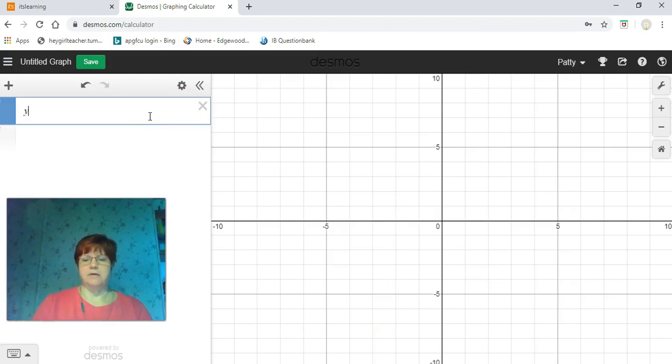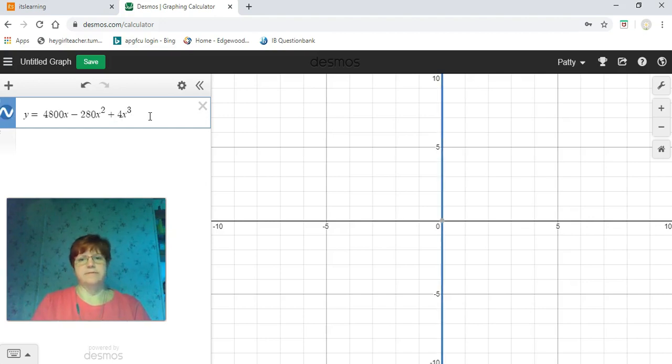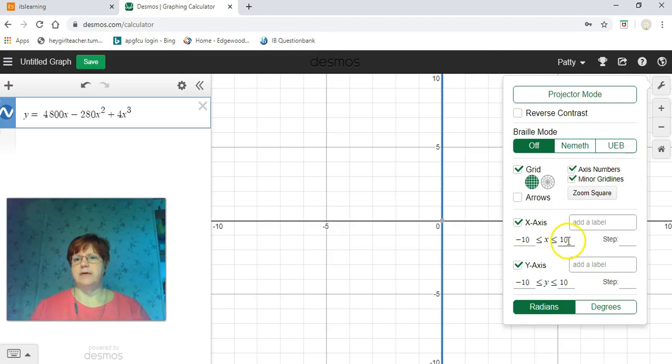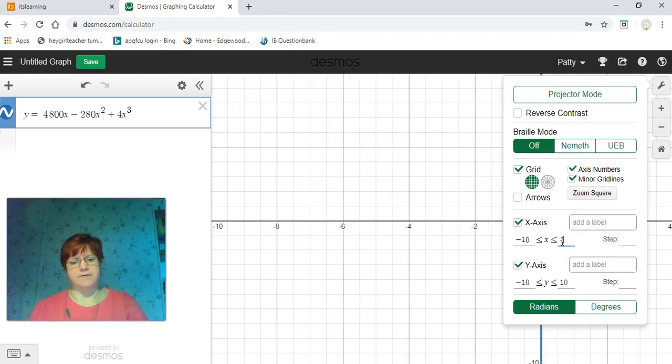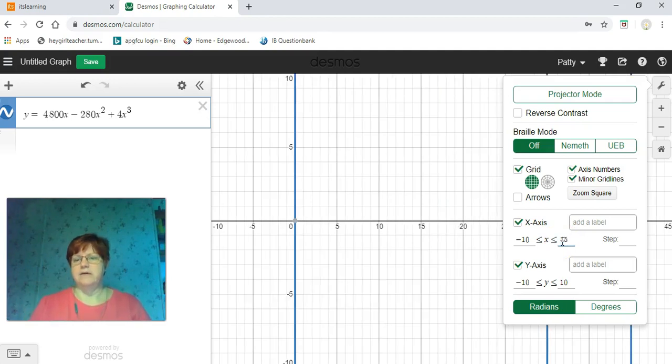So we've got y equals 4800x minus 280x squared plus 4x to the third. Now my window is kind of screwed up here, so I'm probably going to need to change my window. So maybe I need to take my x-axis. I don't care about any negative numbers, right? So maybe I need to go up to 50 or 45. Okay, I'm seeing something there at 45, and it looks like I need this to go up higher, maybe 150.